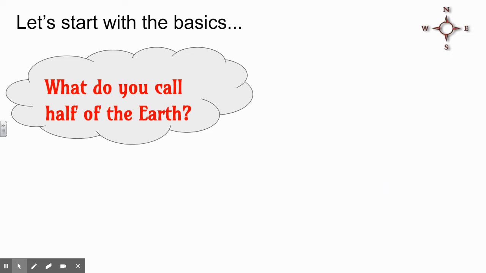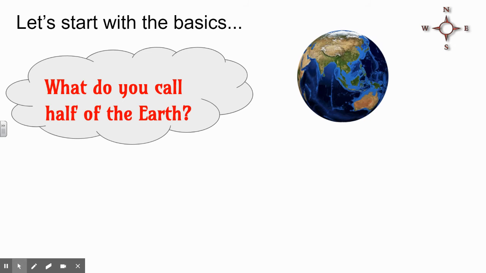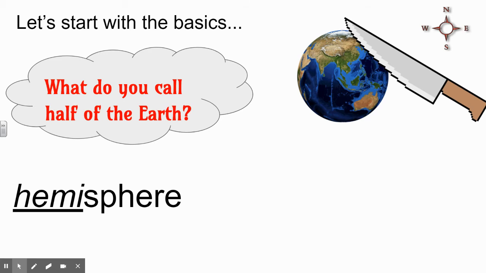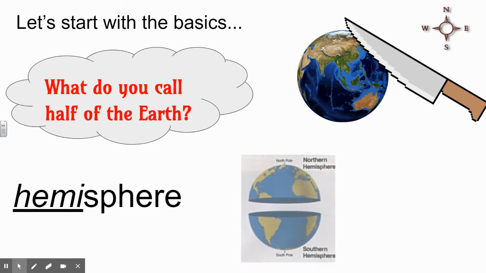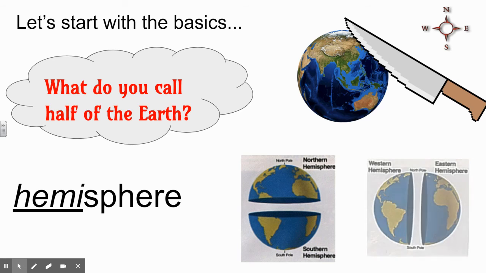And that's going to be helpful when we talk about what we call half of an Earth. So if I take the Earth and I take an imaginary knife and I cut it in half, it is called a hemisphere. Hemi means half, so it's half of a sphere. And there's 2 different ways we can cut the Earth. We can either cut it going across, creating a northern hemisphere and a southern hemisphere, or we can cut it straight up and down, right through the North and South Pole. And that would create the western and eastern hemispheres.